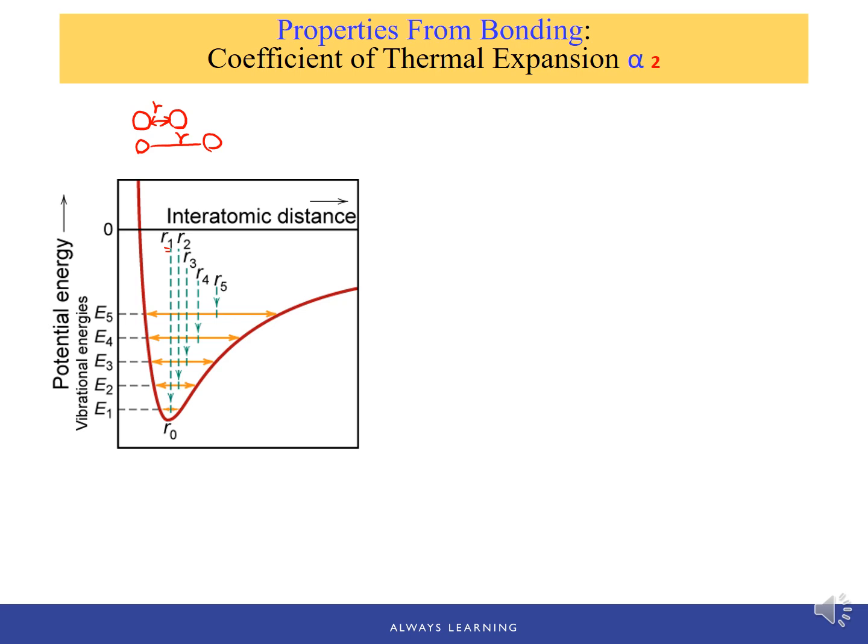So for this asymmetric energy separation curve, when we increase the temperature, so again, at the bottom here is 0 Kelvin, or T equals 0.